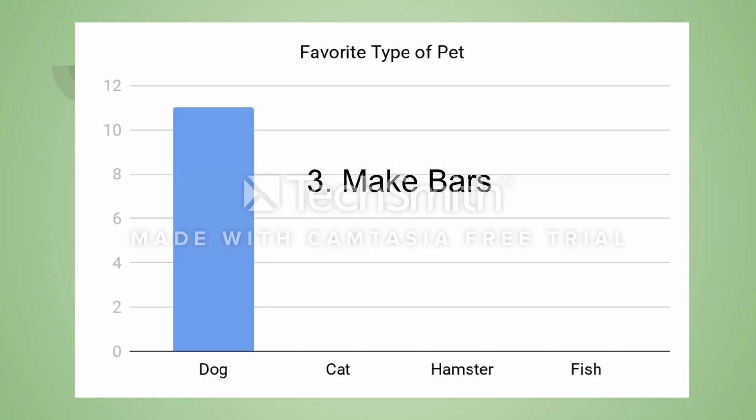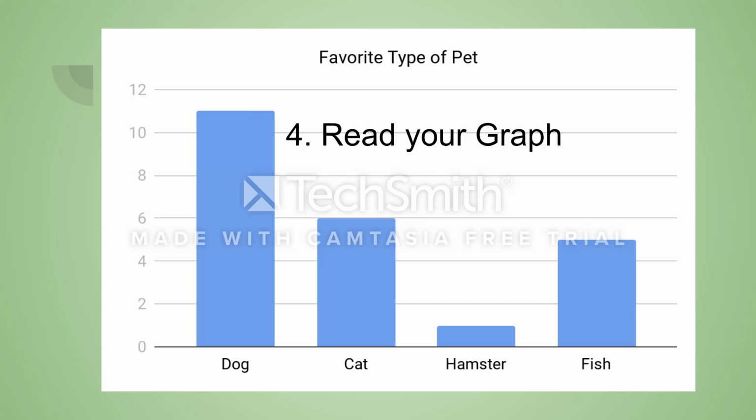Now we have to make the bars. So we're just going to look at the dog bar right now. So in order to make that bar, we go over to the dog, and I know that there were 11 people that said dog, so I start making my rectangle, and I go all the way up until I hit 11. And then that is my bar for dogs. I would do the same for cat, hamster, and fish.